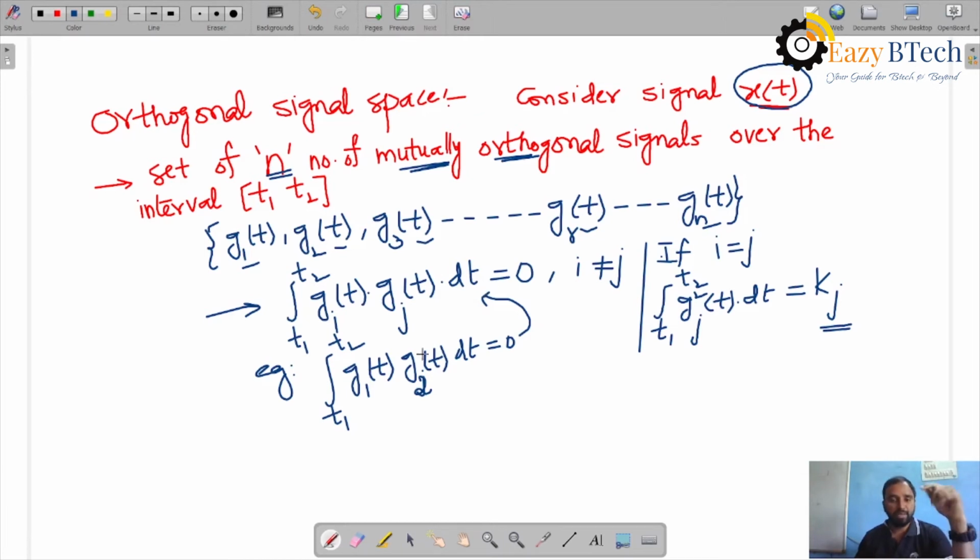Like i and j must be not equal. If i is j, it will become g_j square of t. The value we are taking as k_j. The value we are taking as k_g.